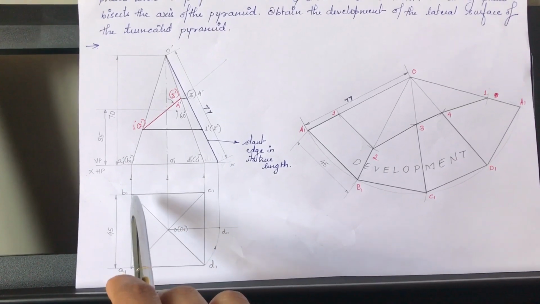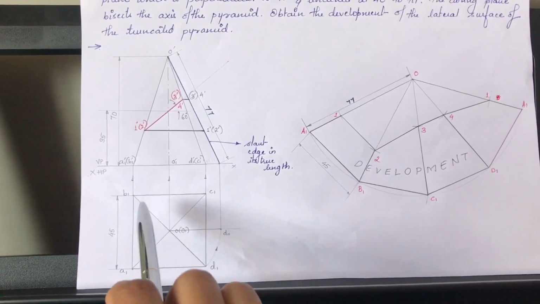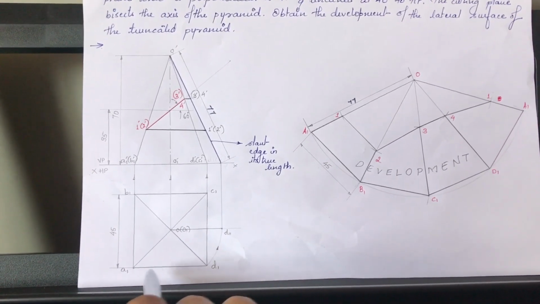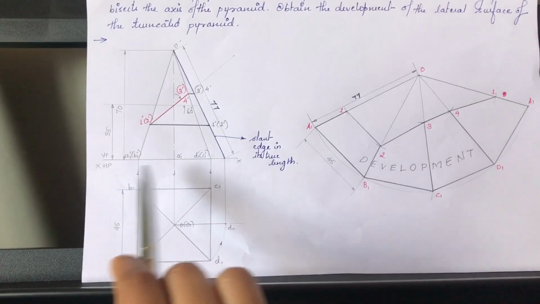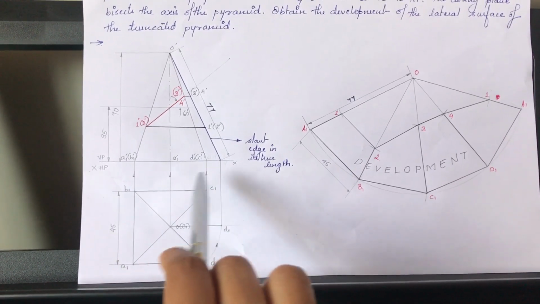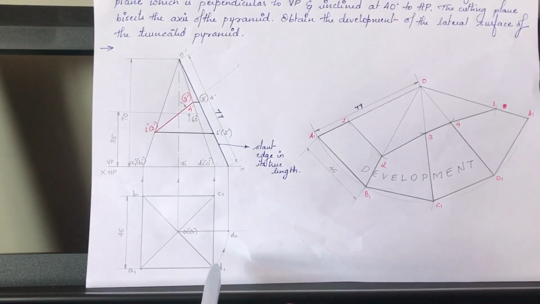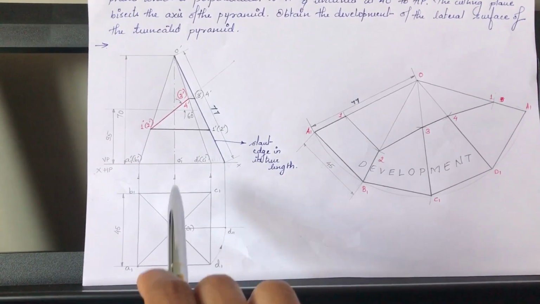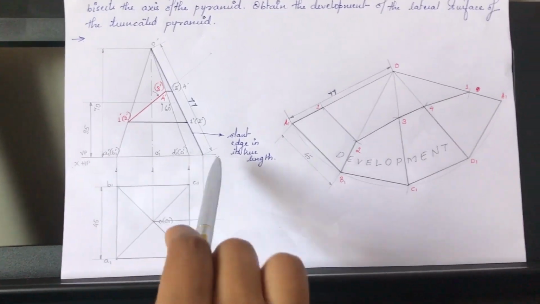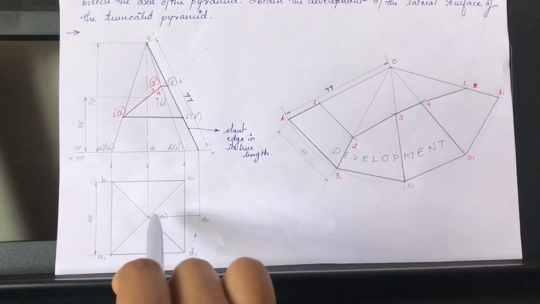Why? Because it is said that the pyramid is resting on HP with two of its edges, that is 1 and 2, parallel to VP, parallel to the XY line. So I've considered B1C1 and A1D1 edges 1 and 2. These two edges are parallel to the XY line. So this is how you position it.